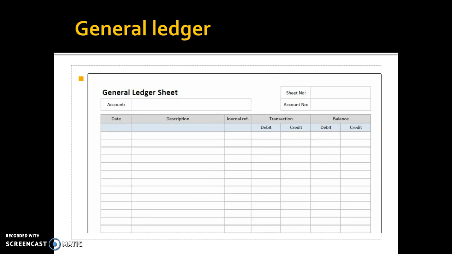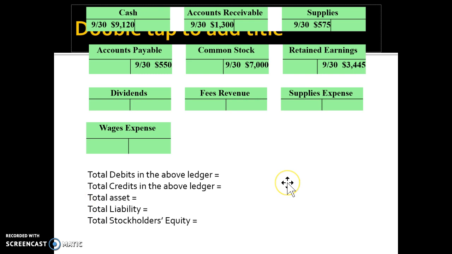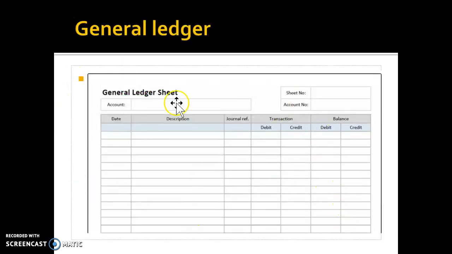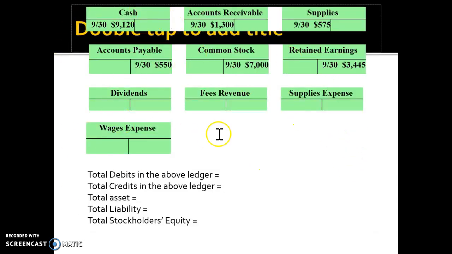For simplicity, our class uses the T account to serve as journals and ledgers. If you see the commercial textbooks, they use different forms, that's fine. The T account is another form that we could use. So in this course, we're going to use the T accounts to serve as the general ledger. This is the T accounts showing all different types of accounts that this guitar lessons business has. It has cash, accounts receivable, and so on and so forth. This is September 30th, which is last month's ending balance.